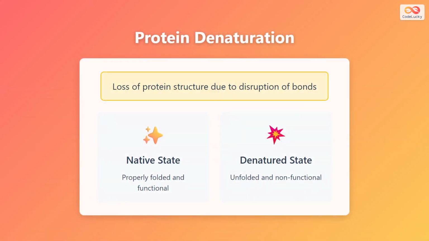Denaturation is the process by which a protein loses its normal structure. It occurs when the bonds that maintain the protein's three-dimensional shape are disrupted by factors like extreme temperature, incorrect pH, or chemical agents. In the native state, a protein is properly folded and fully functional, able to carry out its biological role. In the denatured state, however, the protein becomes unfolded and loses its functionality. Think of cooking an egg. The clear egg white turns solid and opaque because the heat denatures the proteins, permanently changing their structure.